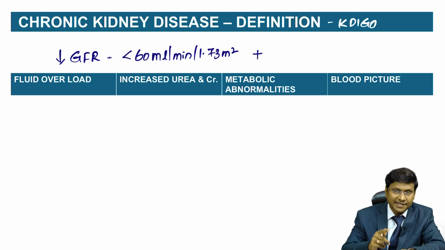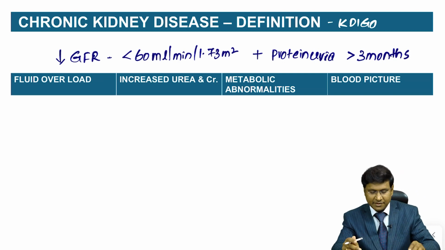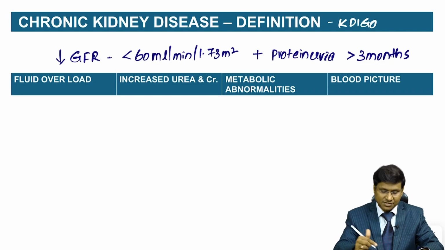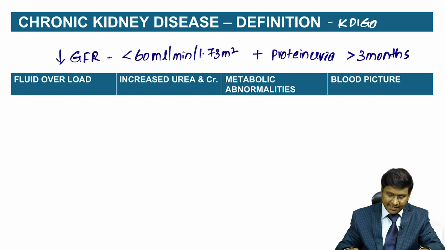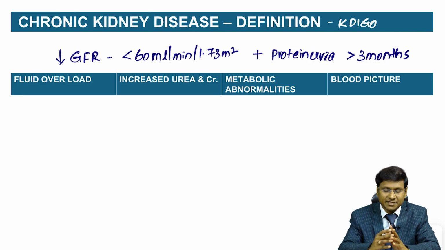And along with decrease in the GFR, there should also be proteinuria, and this proteinuria should be there for more than 3 months. So decrease in GFR less than 60 ml per minute per 1.73 meter square along with proteinuria that should be there for more than 3 months, that is what is chronic kidney disease according to the KDIGO guidelines. And you take the GFR. How much is the normal GFR? Normal GFR is 90 to 120 ml per minute per 1.73 meter square.